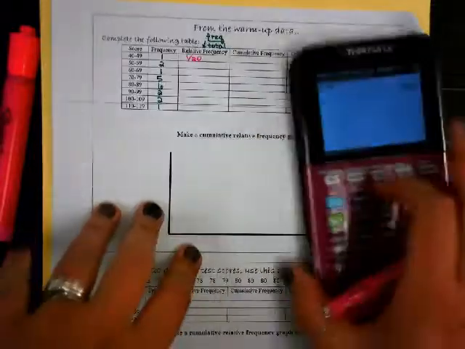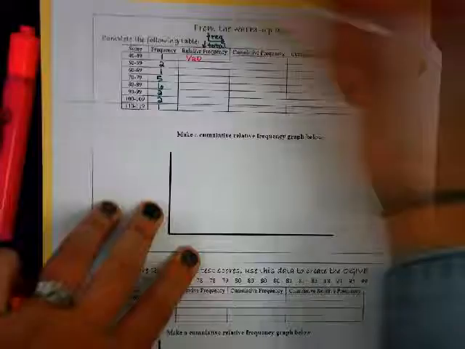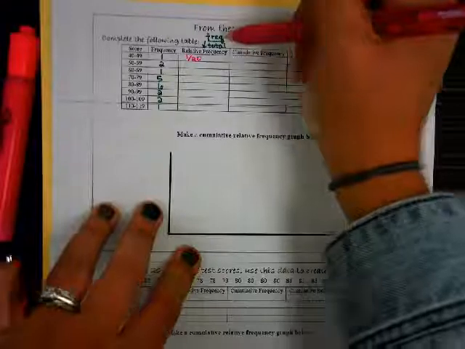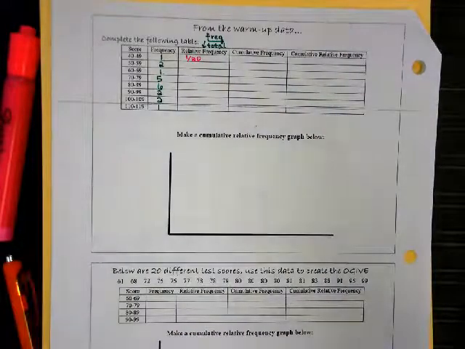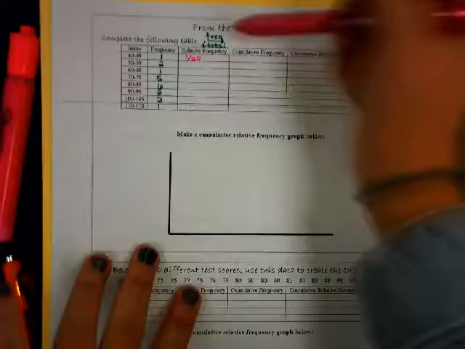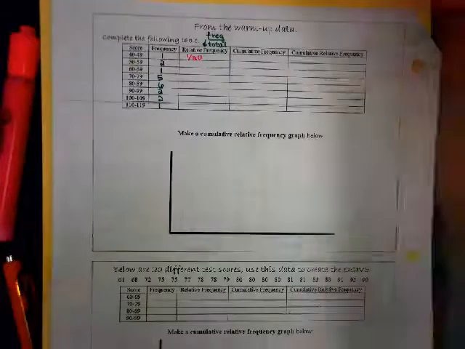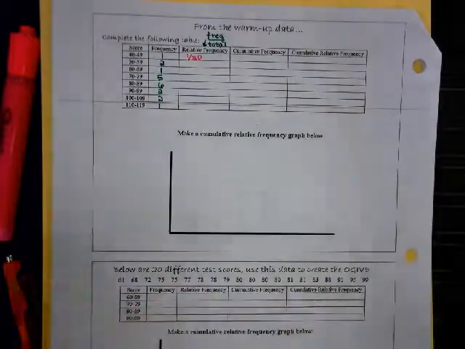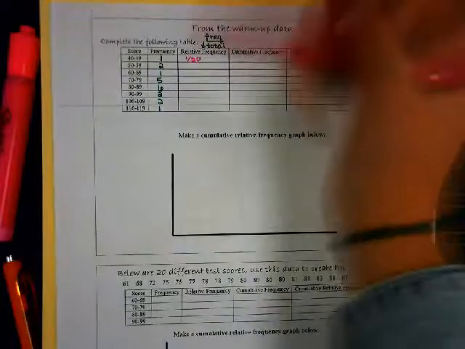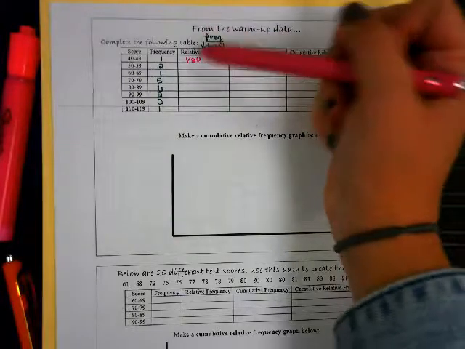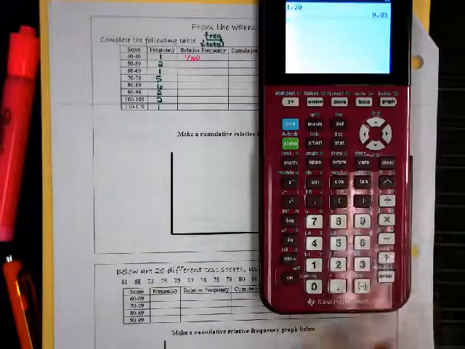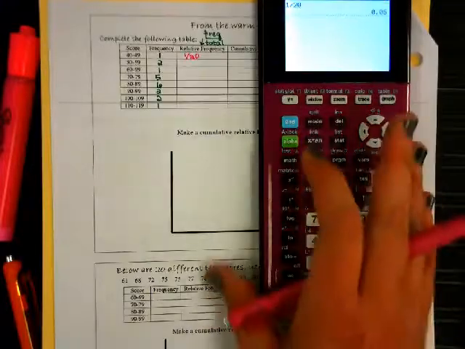So relative frequency is found by taking the frequency divided by the total. So 1 divided by 20, which when I put it in the calculator, I get 0.05.